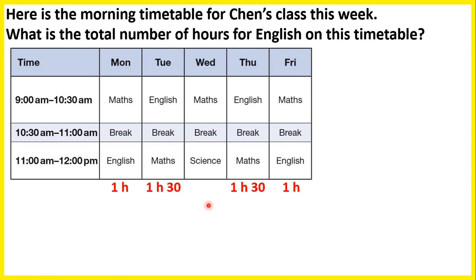So what is the total number of hours? Well, we have 1, 2, 3, 4, but then 2 times 30 minutes will make a 5th hour because there are 60 minutes in an hour. So that means she has 5 hours of English altogether.